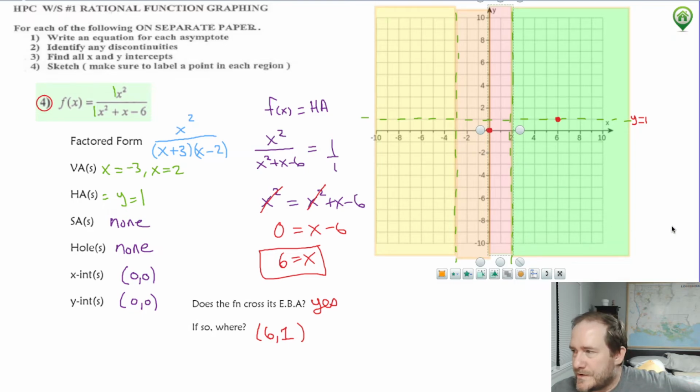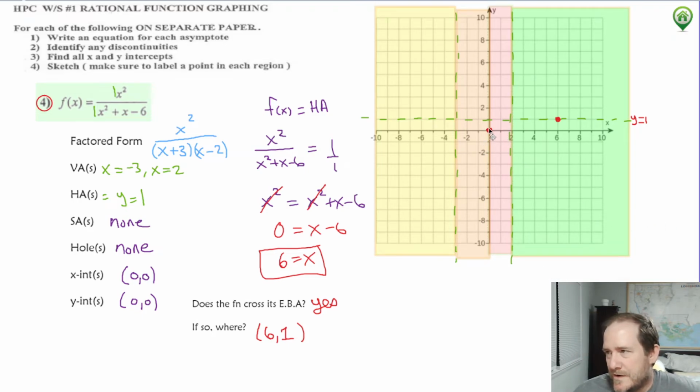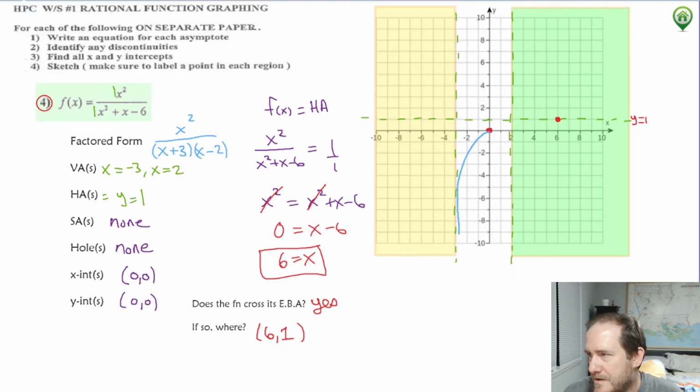Alright, so here's the deal. I don't really need to worry about what's happening to the left and right of this point, because I know that I cannot cross the horizontal asymptote here. The only place where I crossed the horizontal asymptote was over here at 6. So it's not actually possible for the graph to come up this asymptote, hit here, and then continue up and out. Because if it continued up and out, it would have to hit the asymptote somewhere, which we know it does not do, because the only place where it hits is at 6.